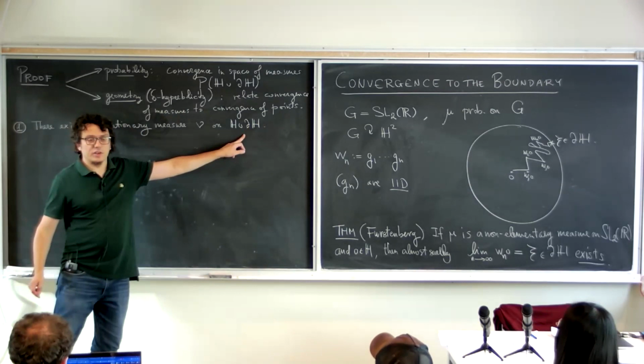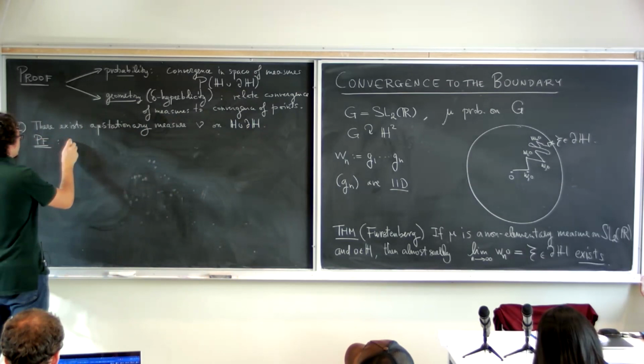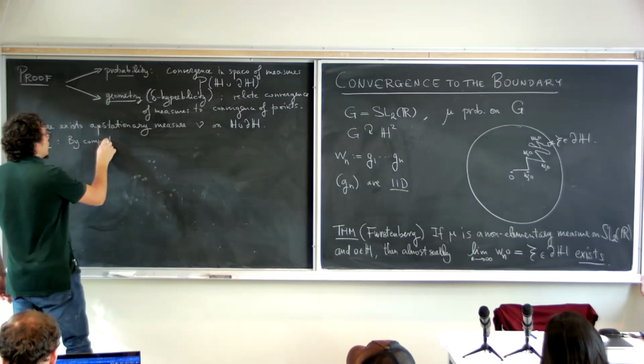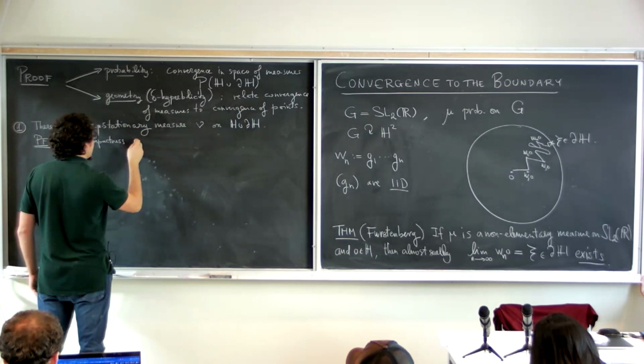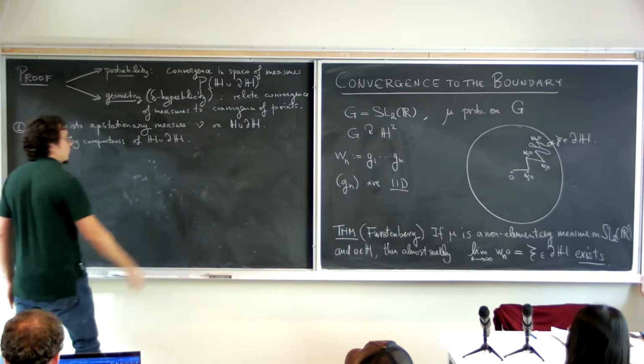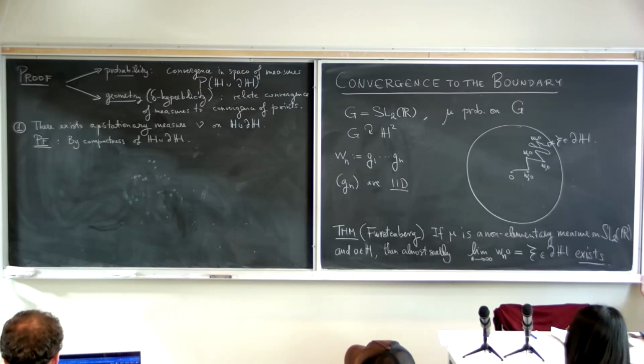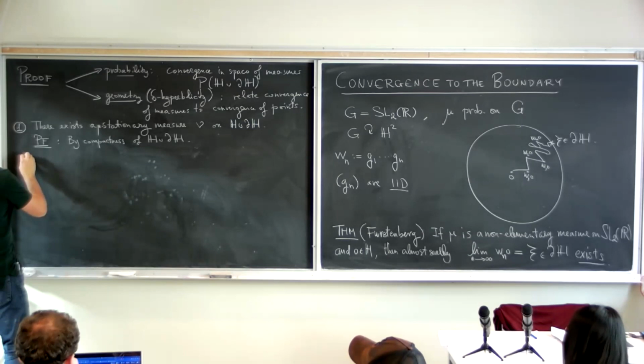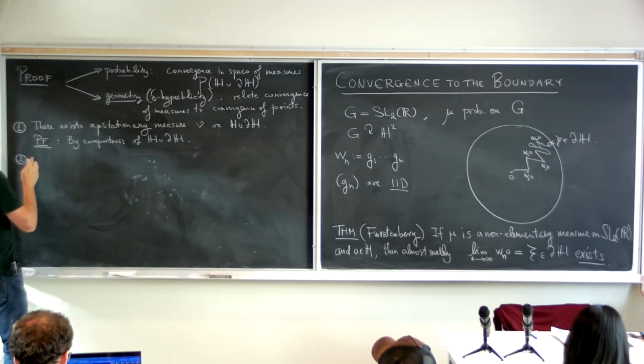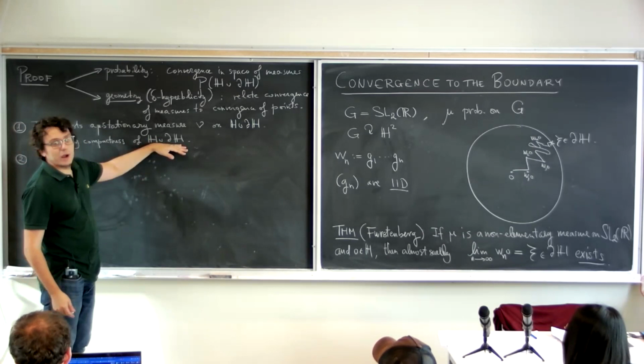The proof is by compactness, as we already saw: whenever you have a group action on a compact space, there is a stationary measure on H. In fact, what we want to show is that eventually the measure will be only on the boundary, and will not be concentrated on the inside.